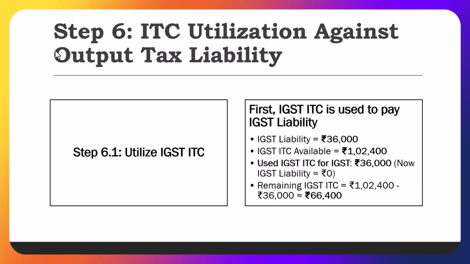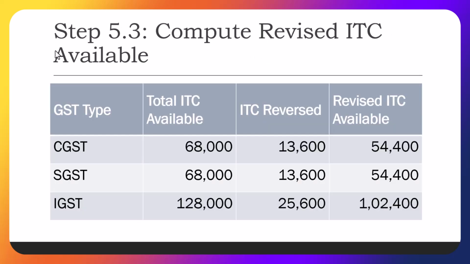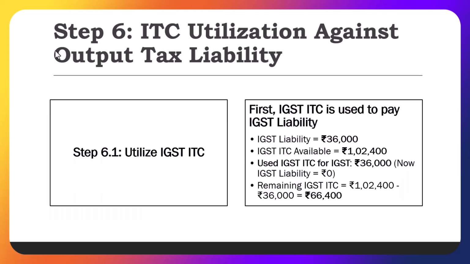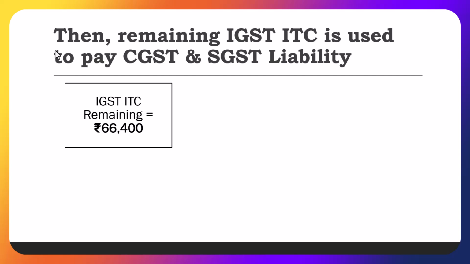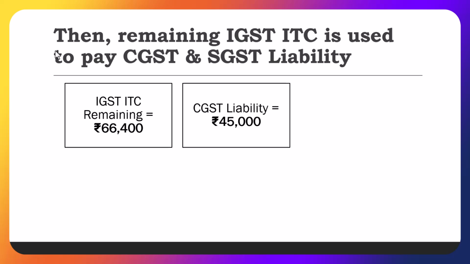So basically, first he has a total input credit available of 1,02,400, which is in the last column, and he has to pay a liability of 36,000 on the sales he has made outside the state. That means 66,400 will still remain as credit in his balance. Now he is going to use this balance against the CGST first.